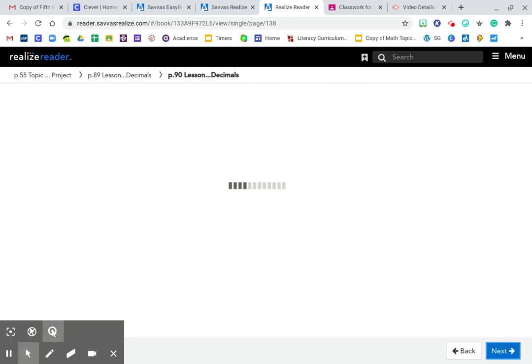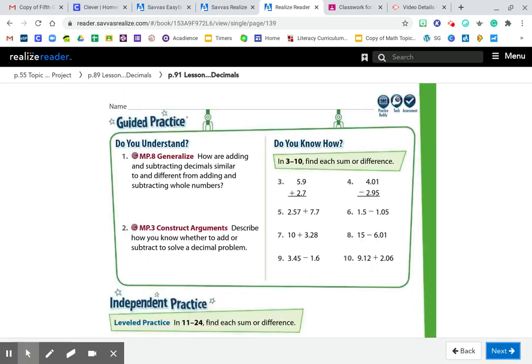Okay, a little bit more here. And generalizing. How are adding and subtracting decimals similar and different from adding and subtracting whole numbers? How are they similar? Adding and subtracting are the same. We line up the decimals. In decimals, we line up the whole number values in whole numbers. So we line up by place value. That's definitely the same. The difference would be in a decimal value, we have a decimal in there. That's the only difference, we're including a decimal along with our place value.